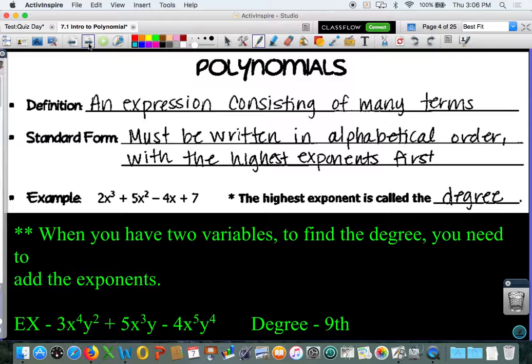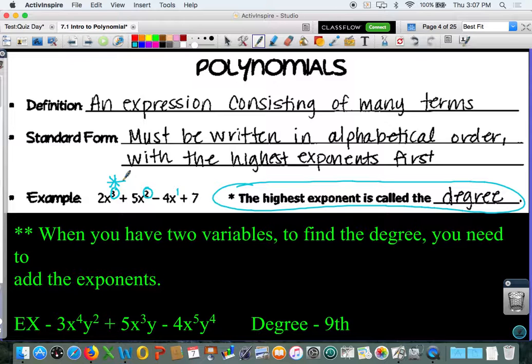Highest exponents first. Well, if you look down here, you'll see that I've got 3, 2, an invisible 1, and all the way down to where I don't have any. So constants come at the very end. Now the highest exponent is called the degree. So we're going to look and see that right over here, our highest exponent is 3. So our degree is 3.